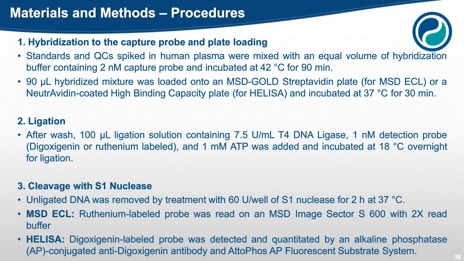There are some critical steps involved in these assays. The range of quantification can be modulated by using different concentrations of capture and detection probes. The use of S1 nuclease will dramatically increase the assay sensitivity. For the MSD-ECL method, the ruthenium-labeled probe was read on an MSD imager, and for the ELISA method, the digoxigenin-labeled probe was quantitated by an alkaline phosphatase conjugated antibody and the ethyl fluorescent substrate system.